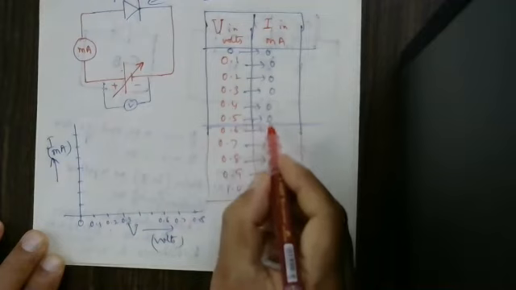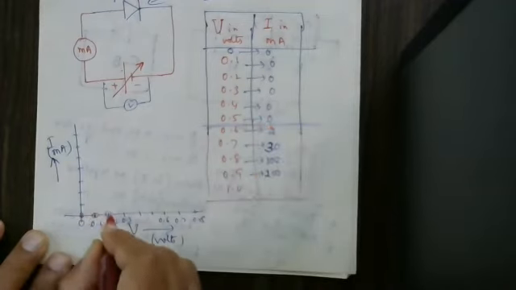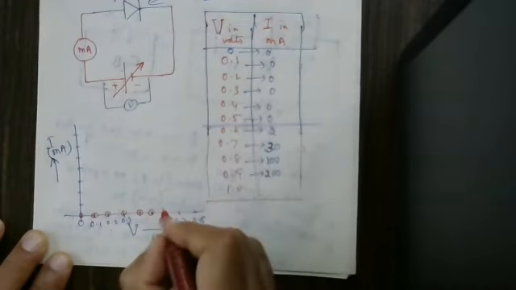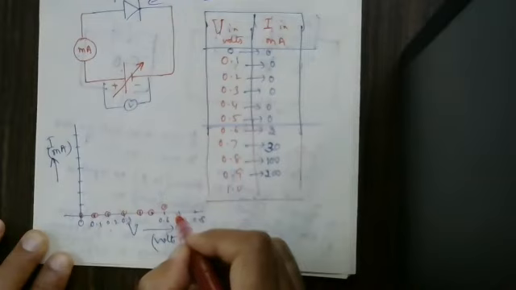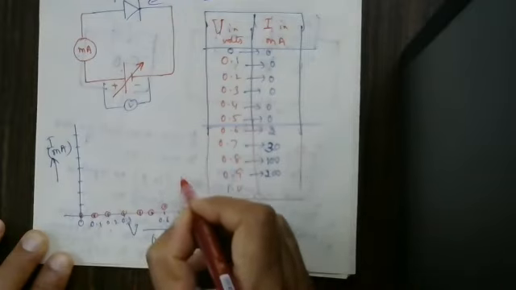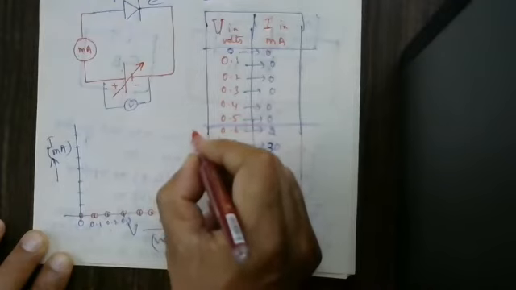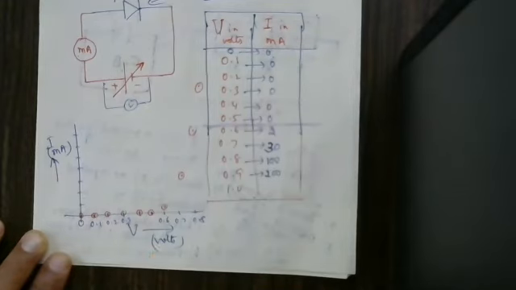Up to here, you are going to get 0, 0 only. This is 0, this is 0, this is 0, this is 0. No current. At 0.6 you are getting 2. At 0.7 you are getting 30. Somewhere here is around 100. Somewhere else here you are going to get 200.